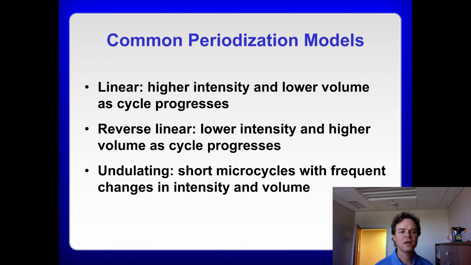They have the linear periodization, higher intensity, lower in volume as the cycle progresses. So as you continue through the program, you start lifting more weight and you do fewer repetitions. And again, the whole purpose was to maximize your strength for a strength and conditioning competition, so an Olympic weightlifting type of situation. Reverse linear, lower intensity and higher volume as the cycle progresses. So depending on if you're trying to do more endurance type stuff, that would be appropriate. Undulating, short microcycles with frequent changes in intensity and volume.